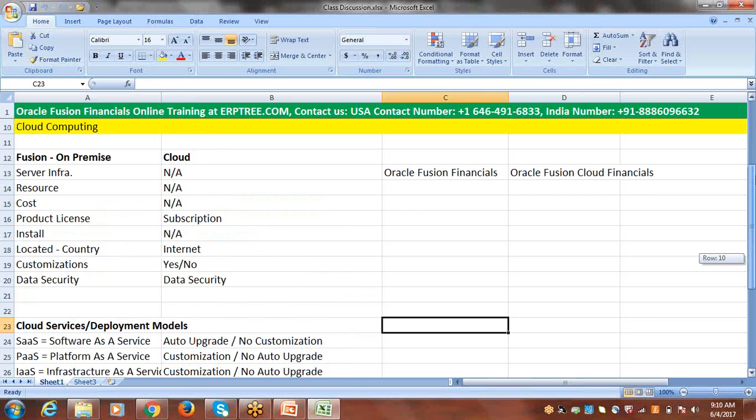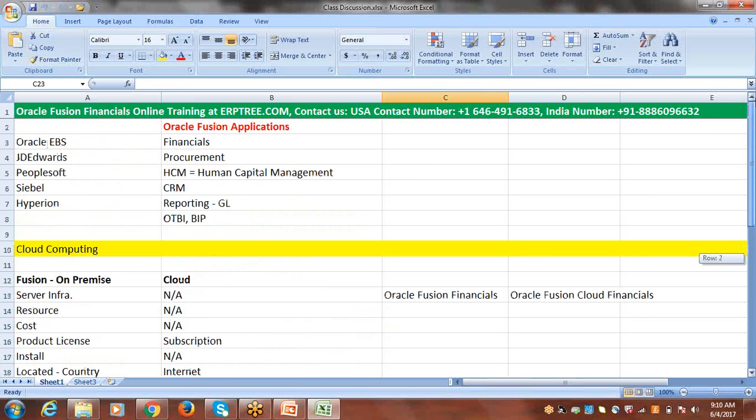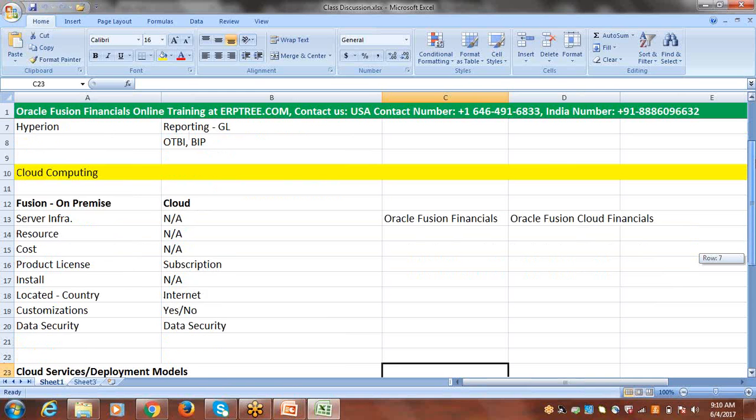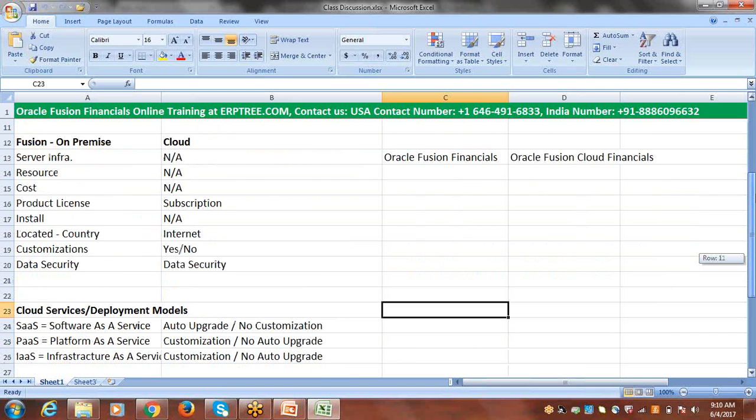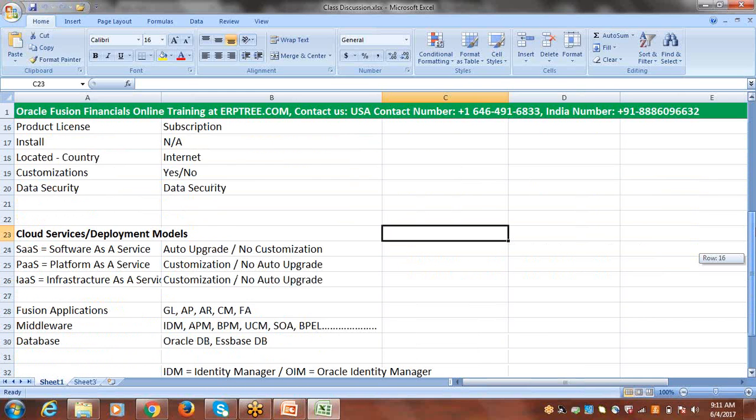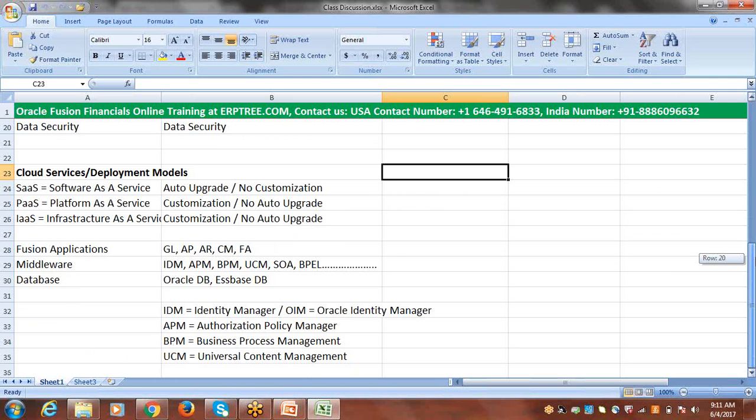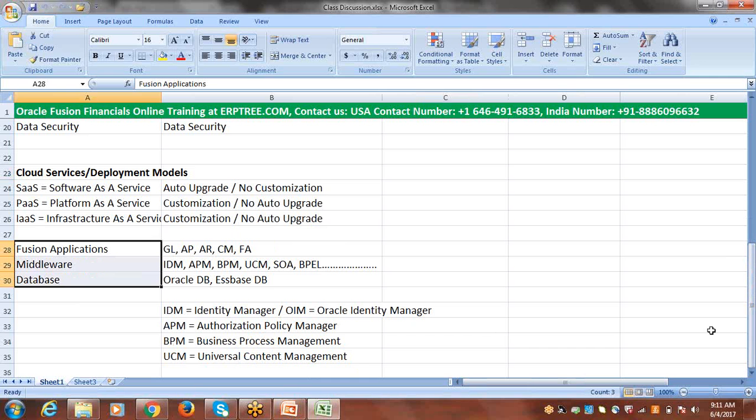So, we discussed what Fusion applications and cloud computing are, on-premise and cloud, and what the different deployment models are when we go with the cloud, and a few points related to Fusion architecture.